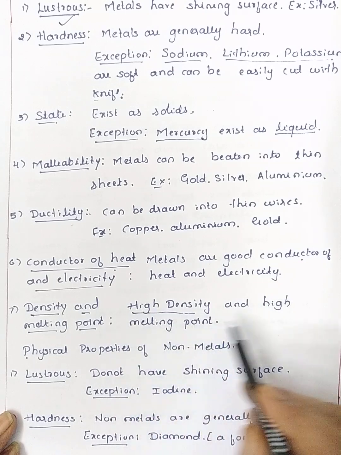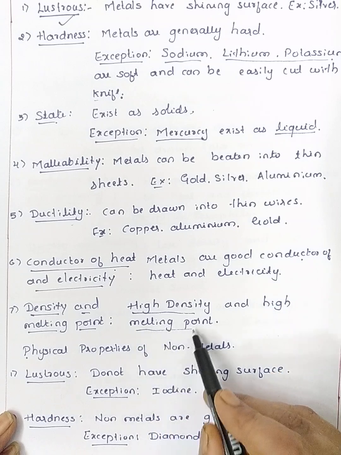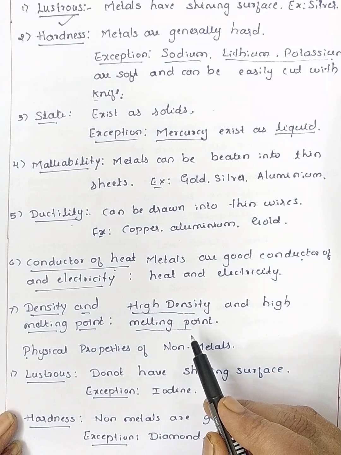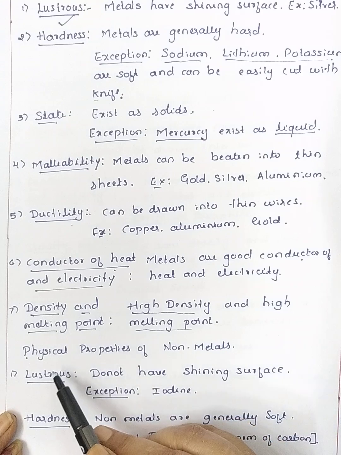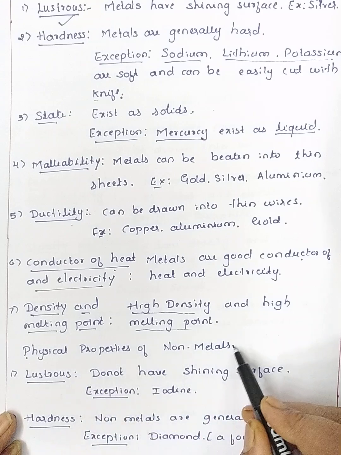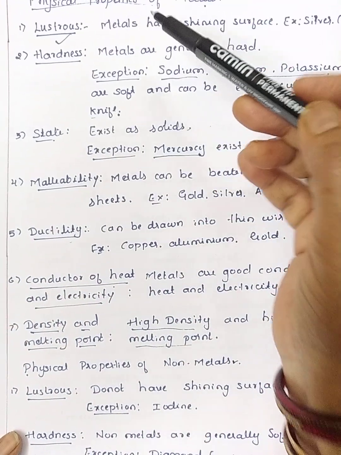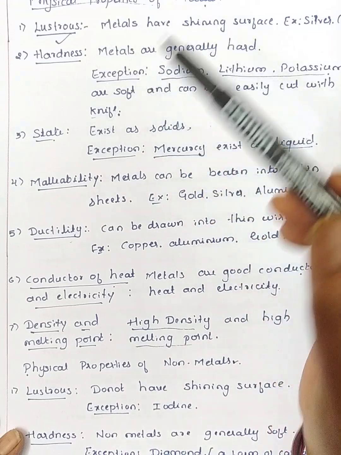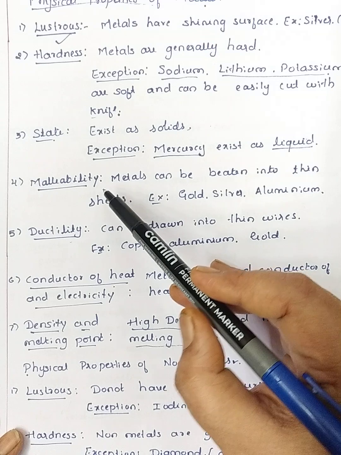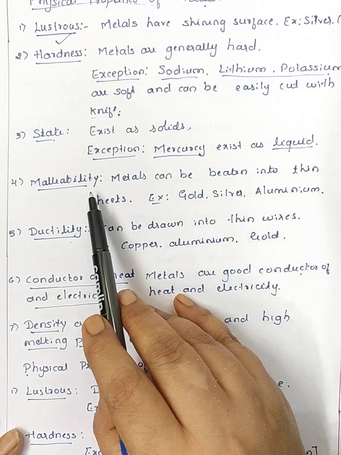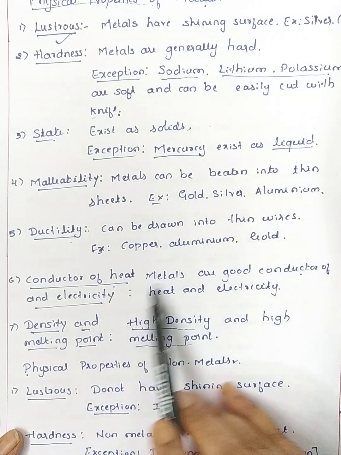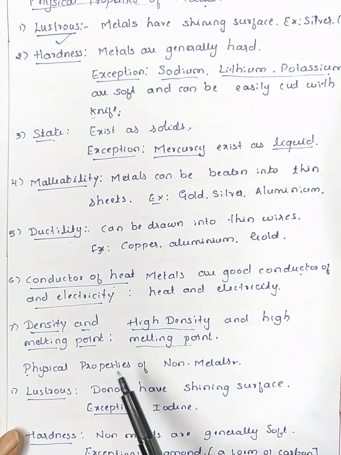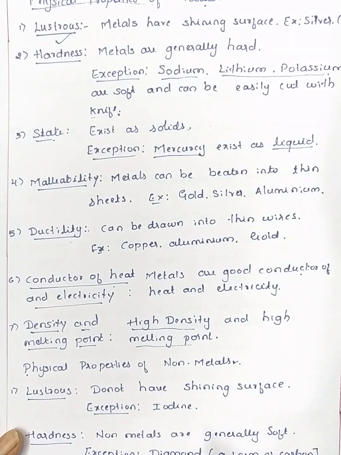They are highly dense and have a high melting point. They do not easily melt metals. Now next is physical properties of non-metals. So the physical properties of metals are lustrous, shining, hardness, they are hard, a solid state, they can be drawn into sheets, drawn into wires, good conductors of heat and electricity, and high density and high melting point.